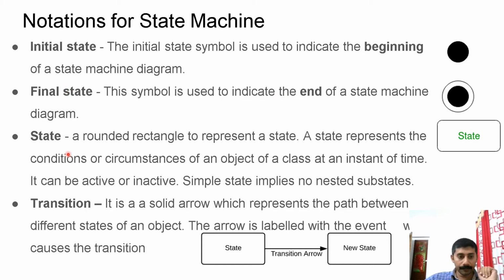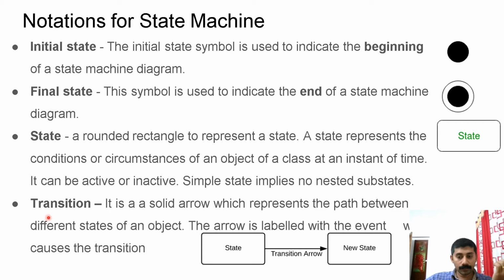In a state machine diagram, a state is represented with a rounded rectangle. A state represents the condition or circumstances of an object, of a class, at an instant of time. At a particular instant, what is the state of that object? It can be active or inactive. Simple state implies no nested substates. Okay, that means there will be no nesting of the states.